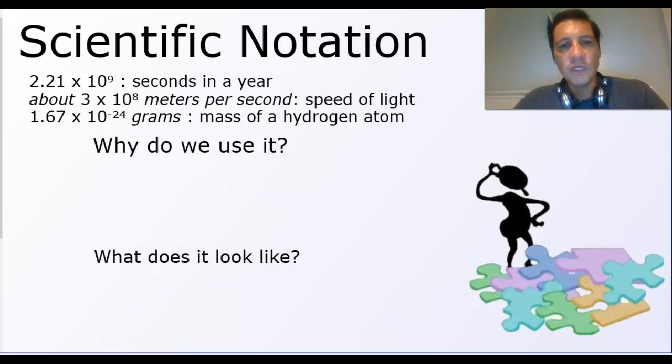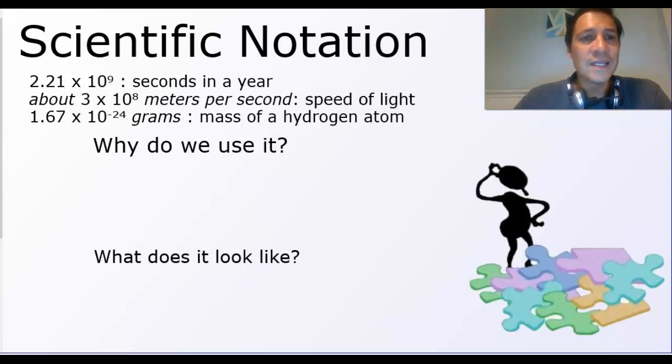So here are three numbers that are written in scientific notation. Read this as 2.21 times 10 to the 9th power. That's the number of seconds we have in a year. That's a really big number. Or about 3 times 10 to the 8th meters per second. That's the speed of light, right?